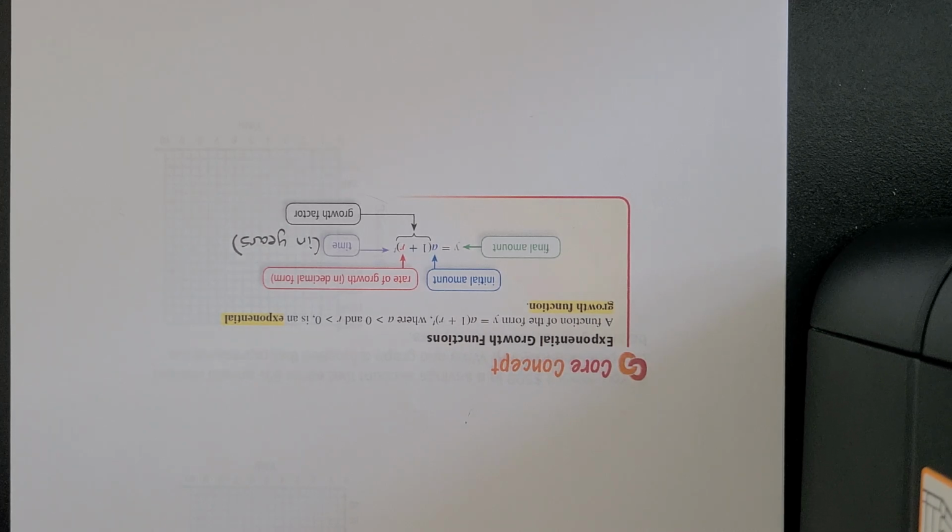And we've talked a little bit about that in a previous lesson 6.3 where we had a times b to the power of x. So the 1 plus r is just kind of like that b.